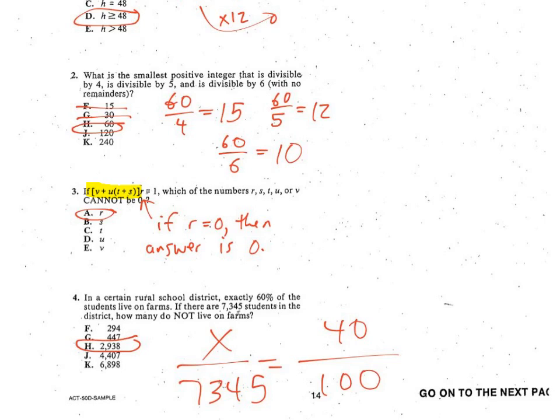And finally, looking at number 4, in a certain rural district, exactly 60% live on farms, and they're asking you how many do not live on farms. Well, since 60% do live on farms, I subtract that from 100. That's where the 40% comes from. I put that over 100 and compare it to the left side. We're trying to find what part of the 7,345 will give me 40%, and I cross multiply and divide and get 2938.